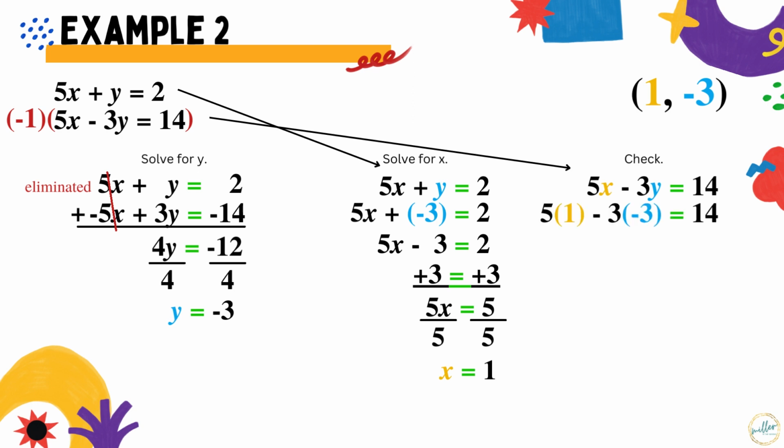So when we replace the x and y with their values, we have 5 times 1 minus 3 times -3 equals 14. That gives us 5 plus 9, because -3 times -3 is 9, positive, equals 14. And 5 plus 9 on the left side equals 14, and we end up with a true statement, 14 equals 14. That means our solution 1, -3 is correct.